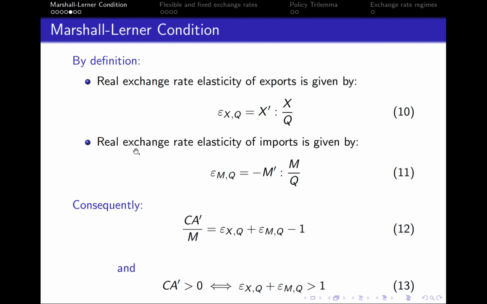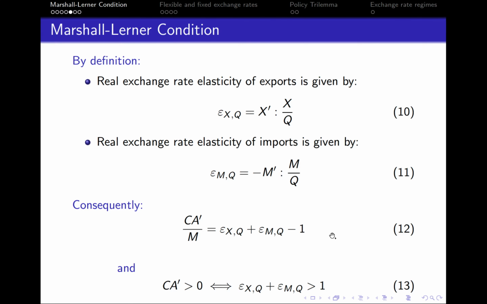And similarly, the real exchange rate elasticity of imports is given by negative the same expression. Of course, we should remember that the signs of the two are going to be different, because if the competitiveness of our economy increases, exports should go up while imports should go down. And look, using those two, I can express the quotient of the derivative of the current account to imports as the sum of two elasticities minus 1.